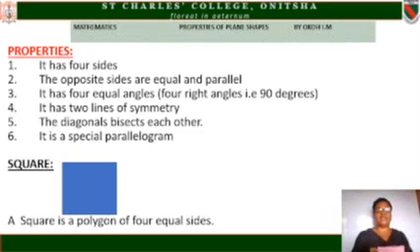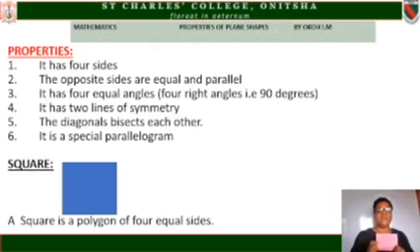Number 3, it has 4 equal angles. We have the first angle here, second angle, third angle, and fourth angle. And each of these angles is equal to 90 degrees. The next one is that it has 2 lines of symmetry. A line of symmetry is a line that divides the shape into 2 equal sides. What you have here is what you have on the other end. In this case, it has 2 lines of symmetry.